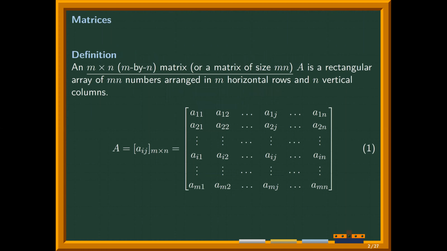An m by n matrix, or a matrix of size m by n, is a rectangular array of mn numbers arranged in m horizontal rows and n vertical columns. For ease of notation, we usually use this symbol to represent a matrix. Here, the A sub ij, which is the number in the ith row and jth column, is called the ij element or the ij entry of matrix A.